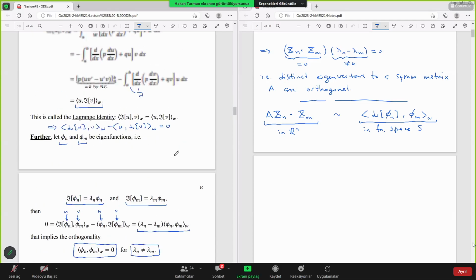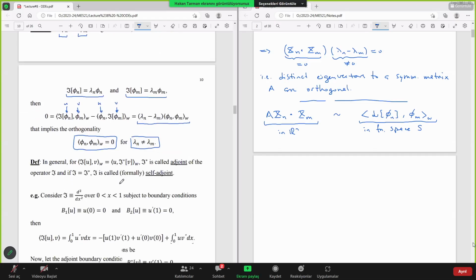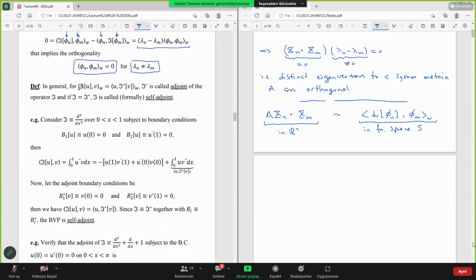So everything boils down to what? Boils down to this part, which is on the left, can be put into this form, which is on the right. Okay, which is the Lagrange identity. So here's the definition for you. If in the process of taking this operator to the other side, the operator preserves the shape, it's the same operator. This is called star operator. This star operator is called the adjoint operator.